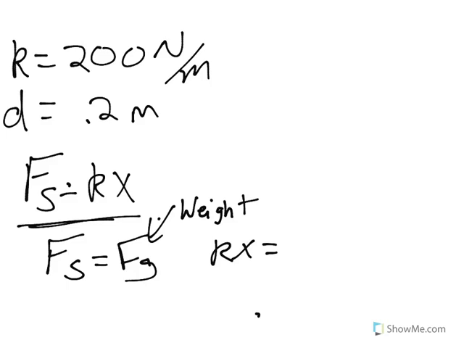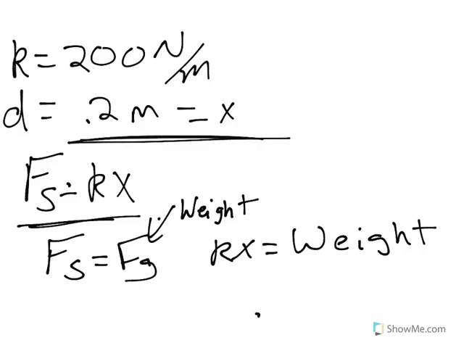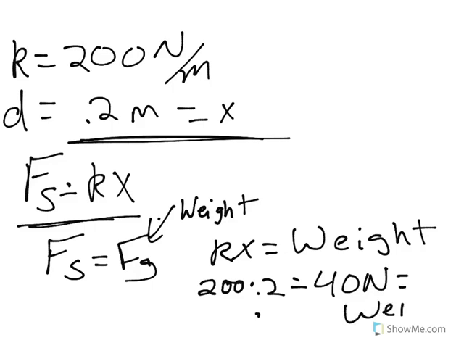Kx equals the weight of the object. And so K is 200 newtons divided by meter. The X is this 0.2 meters that it's hanging down. So this right here is X. So 200 times 0.2 gives us 40 newtons, I believe. No, sorry. Yeah, 40 newtons. My bad. And that should be the weight of that object.